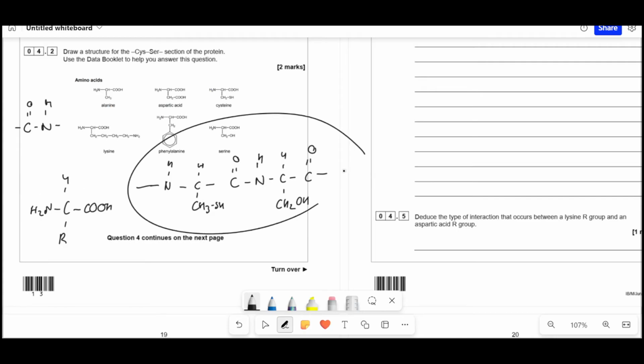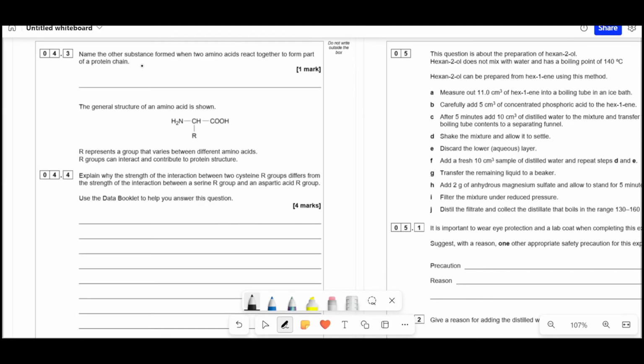If it was just a dimer of these two, then you could put the NH2 here and the C double bond OH, but it's not. And you can see, when you recognize the C double bond O and the NH, the H and the OH from this side combine to give you that water that's released. So then it says, name the other substance formed when they react together to form part of a protein chain. It's actually water. There you go.